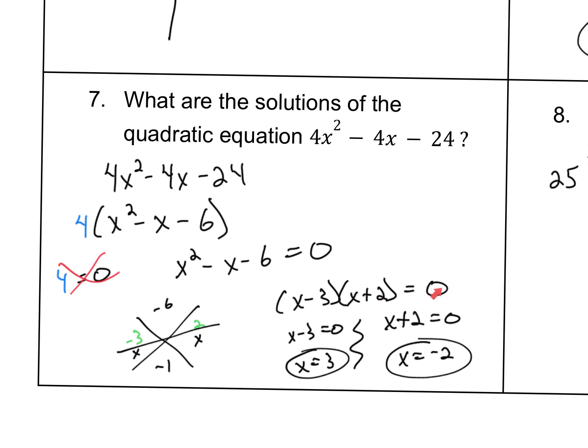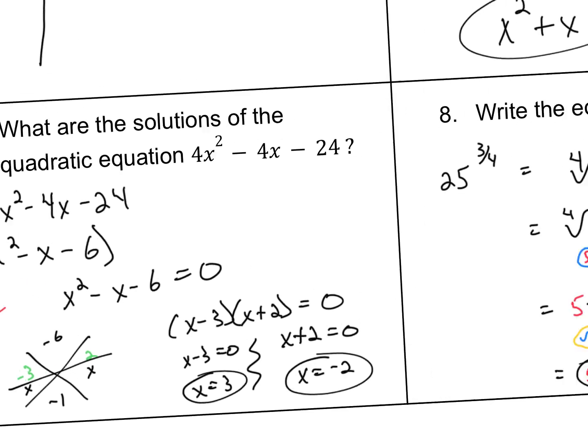But again, we're setting that equal to 0 because we're looking for solutions. Well, x minus 3, if that equals 0, then x is going to be 3. And if x plus 2 equals 0, then x equals -2. And that's your two solutions.